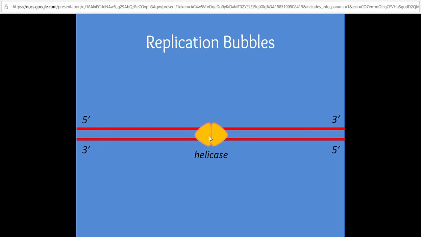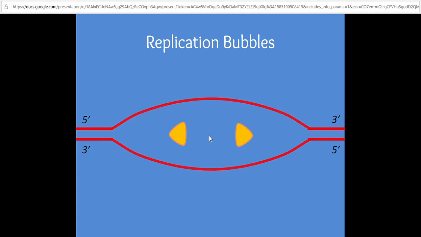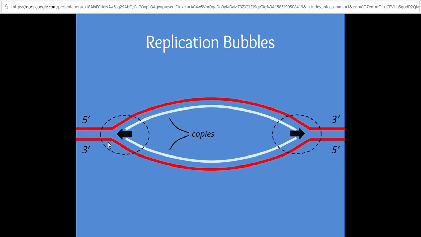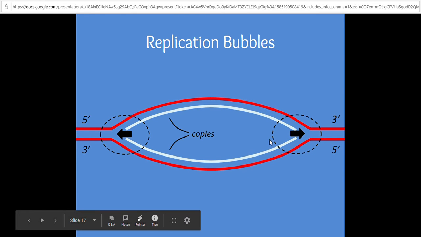As the helicase moves along the DNA, it creates a replication bubble, which grows in opposite directions. As the replication bubble keeps on growing, it creates two Y-shaped regions called the replication forks, moving in opposite directions.